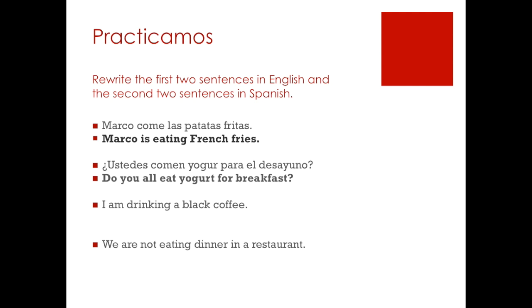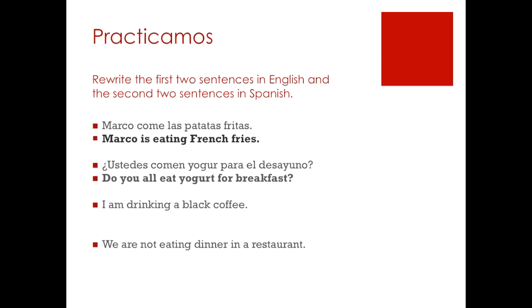Now remember, with the present tense, we can translate in two ways. So for the first one, if you wrote Marco eats French fries, that is also correct. And for the second one, if you wrote, are you all eating yogurt for breakfast? That is also correct. The present tense translates to what someone is doing or what someone does regularly.